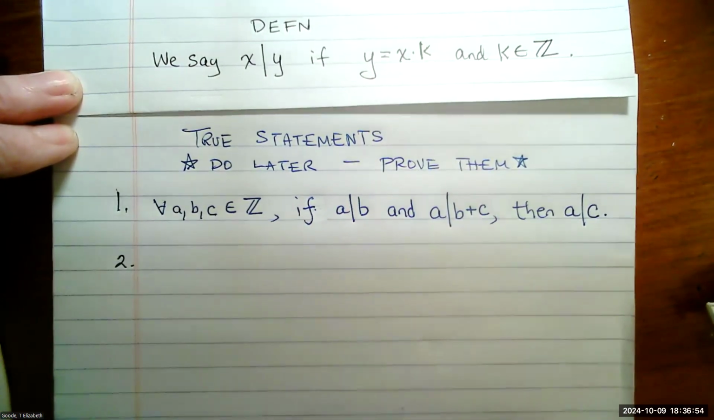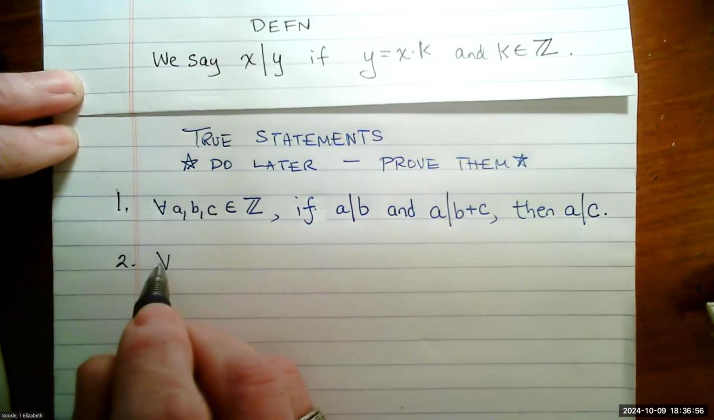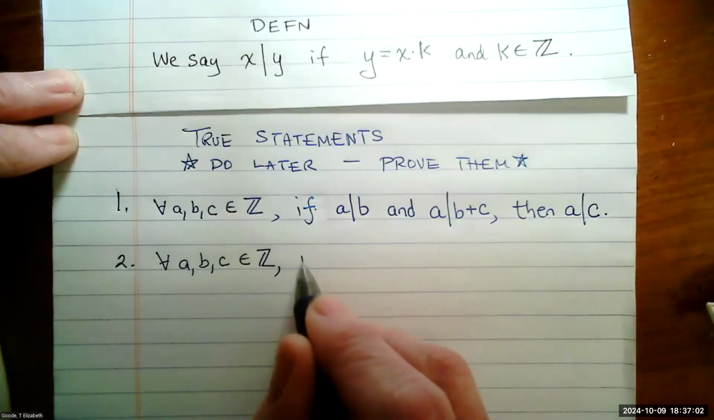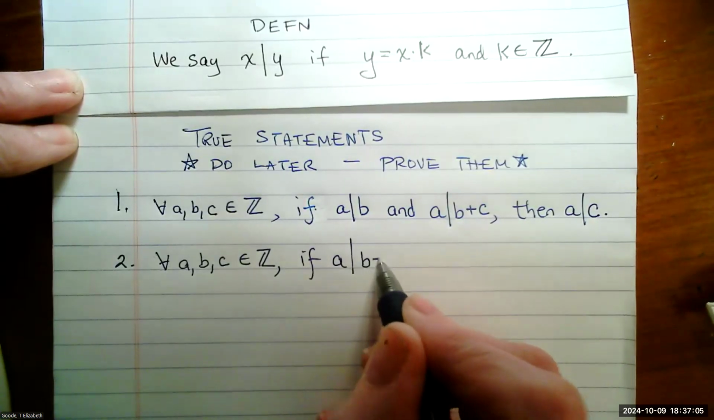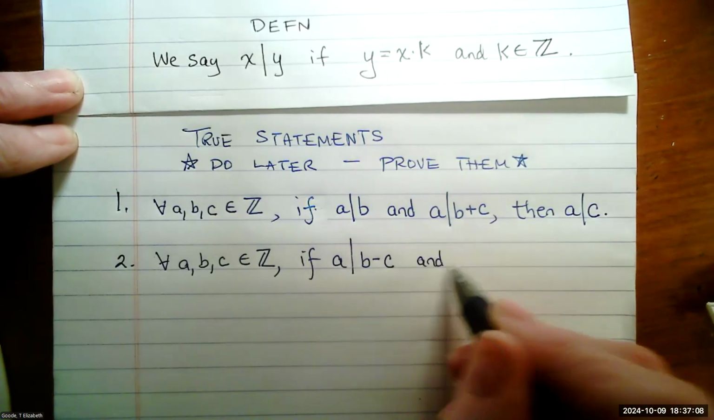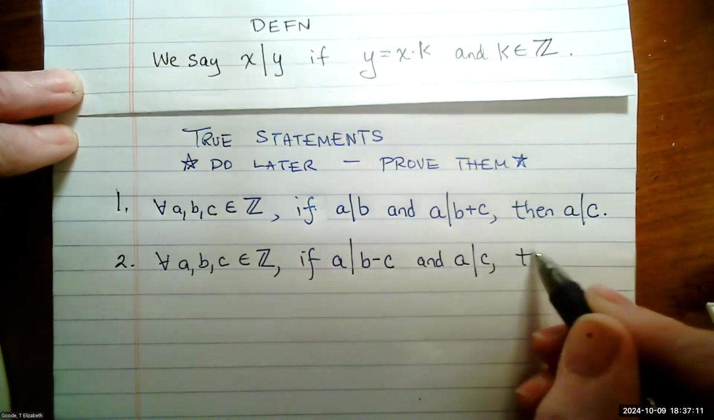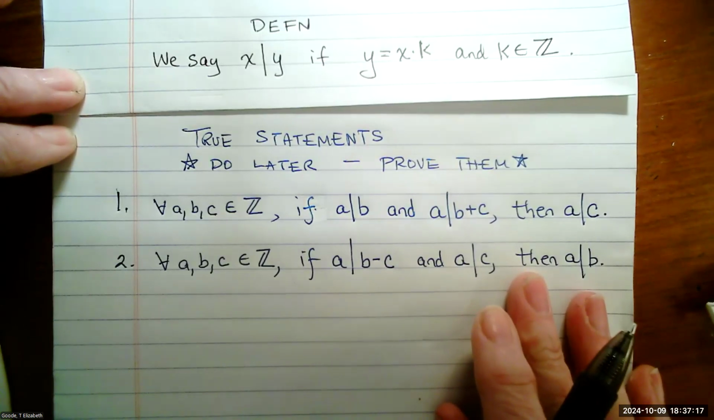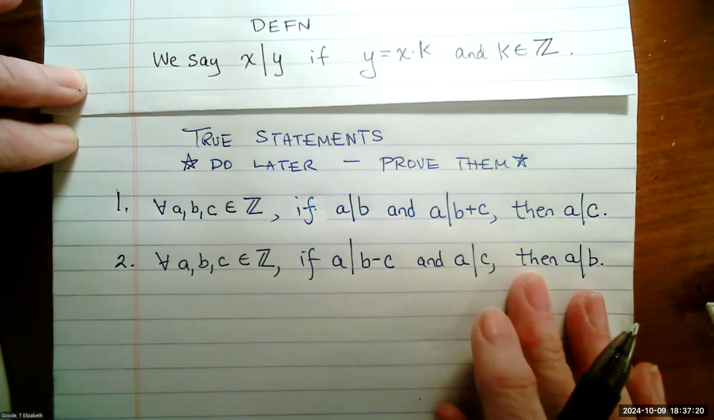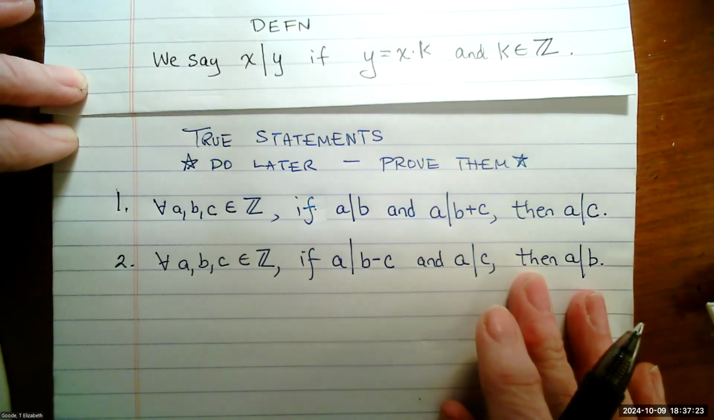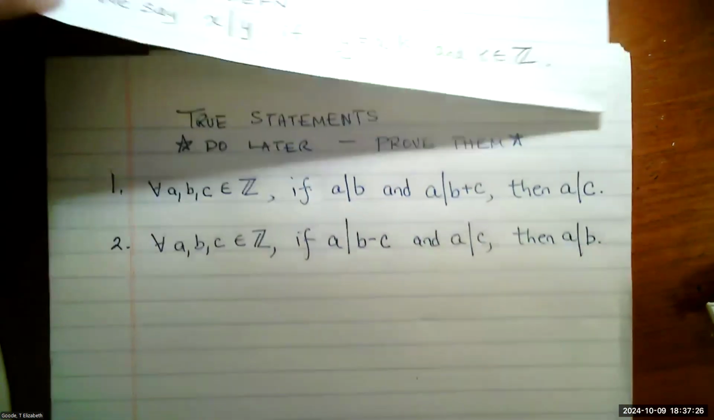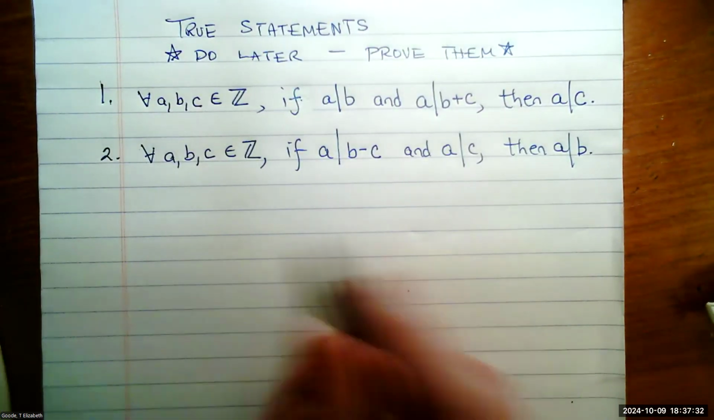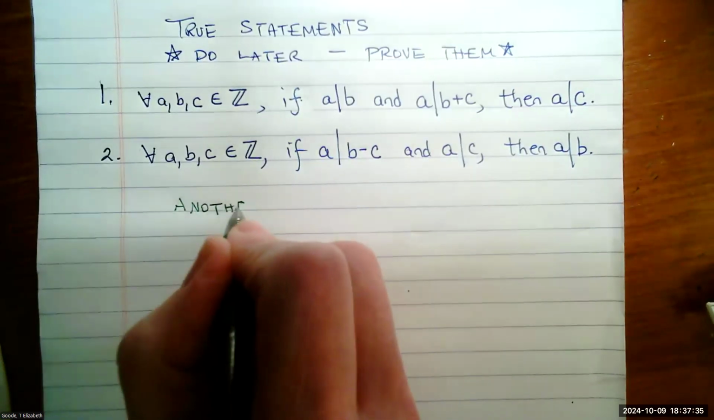And here's one more to do later. For all A, B, and C in Z, if A divides B minus C and A divides C, then A divides B. So these will give you practice, and these look a lot like the proof that we did last time, Monday night on day 11. Let's do something a little different now. Example 1, we're going to have another proof involving divides.